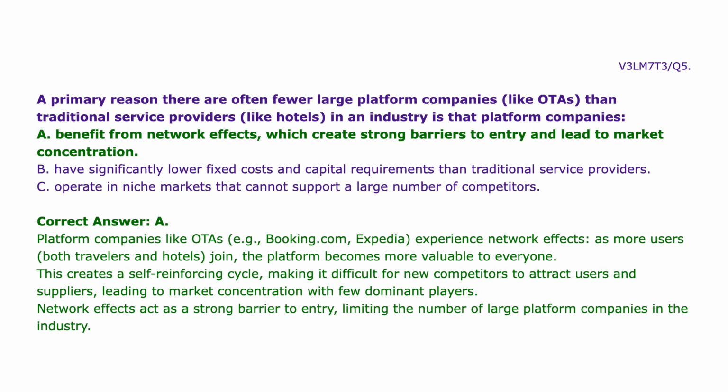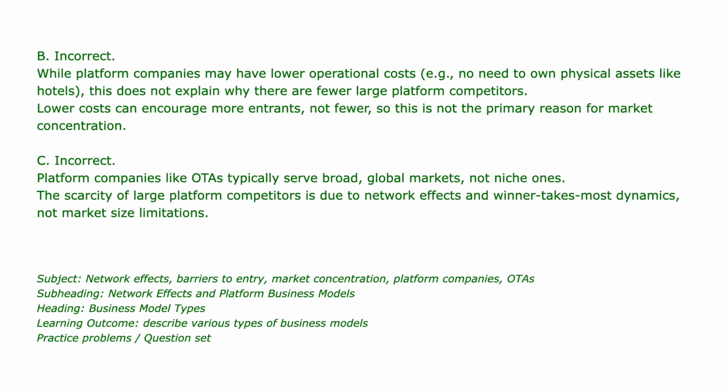Network effects in platform companies, like OTAs, create a self-reinforcing cycle that makes it difficult for new competitors to attract users and suppliers, leading to market concentration. B. Incorrect. Lower operational costs for platform companies don't explain the lack of large competitors. C. Incorrect. Platform companies, like OTAs, serve global markets and face limited competition due to network effects and winner-takes-most dynamics.